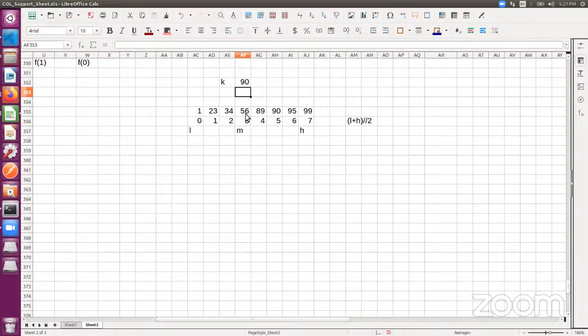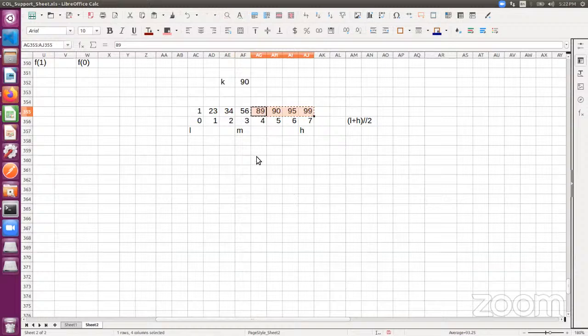Now my data set gets reduced to half. I'll just avoid, omit these elements. Only these elements would be coming into the picture in the next iteration. So now what happens?